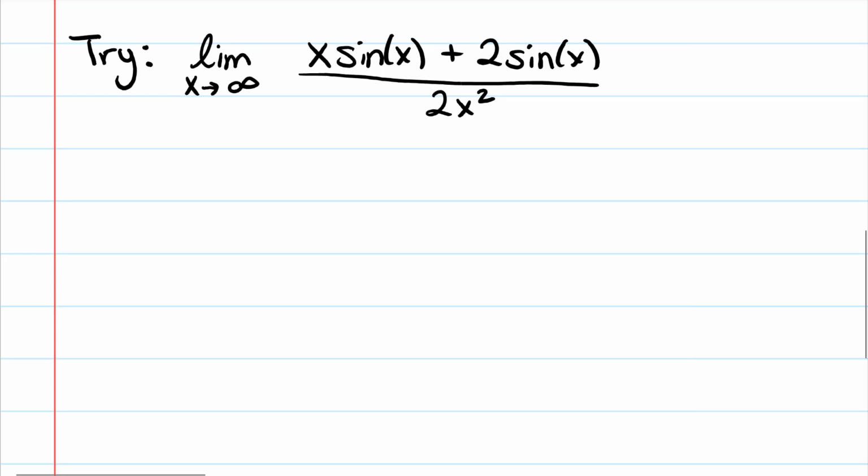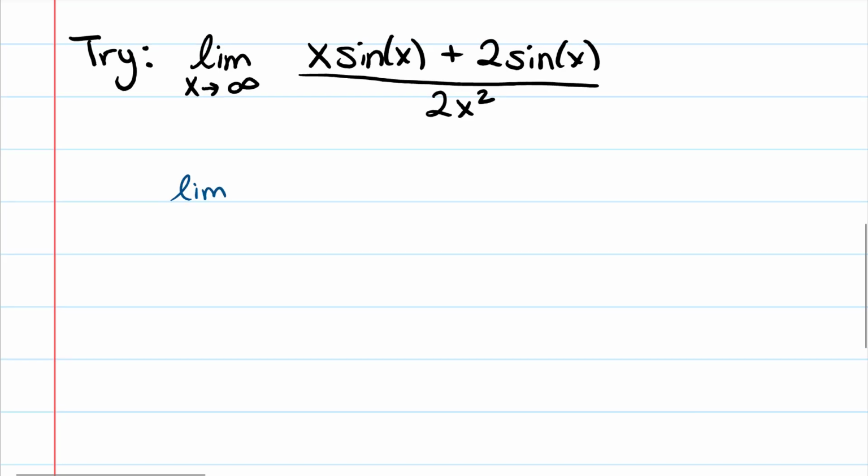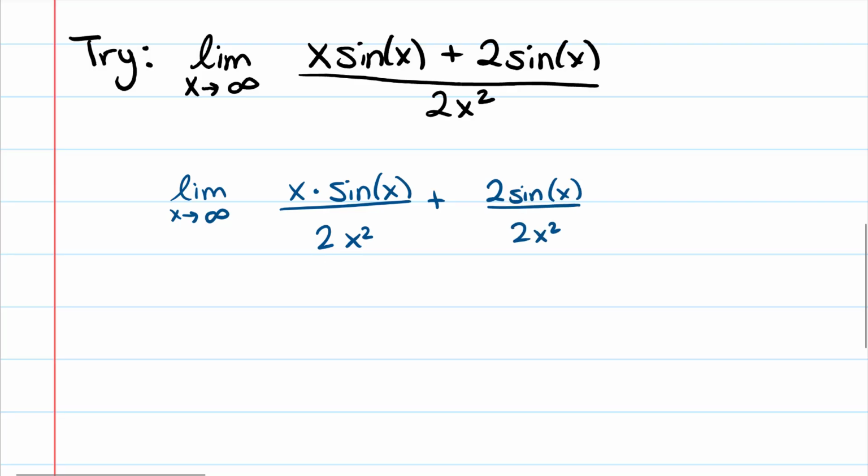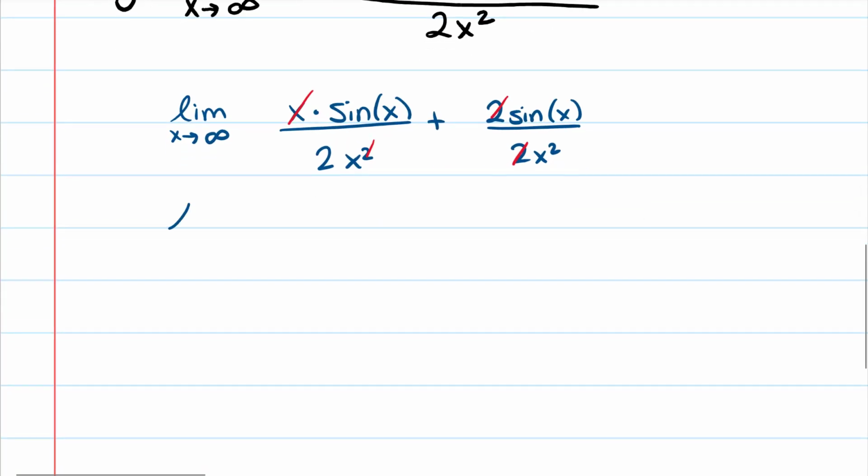So here we go. This is the limit as x approaches infinity of x times sine of x over 2x squared plus 2 sine of x divided by 2x squared. And now we're going to do some reducing, so I can get rid of an x here and an x here, and I can get rid of the 2's here. And now I'm going to get that this is the limit as x approaches infinity of 1/2 times sine of x divided by x.